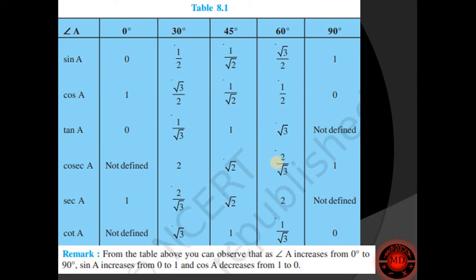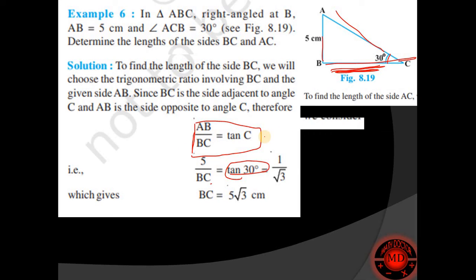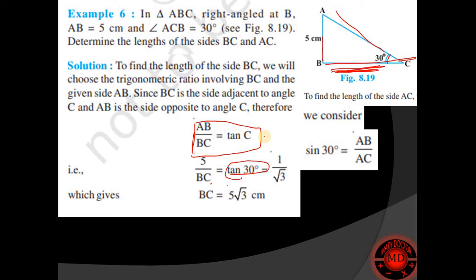Okay, tan 30 degrees is equal to 1 by under root 3. So that's the idea. So this is how we get BC as 5 under root 3 as our answer. So now we have to find this particular AC.